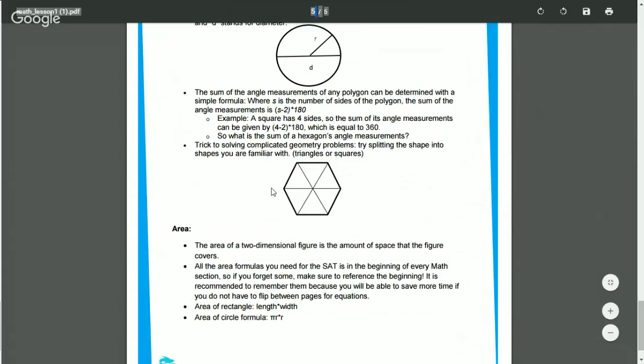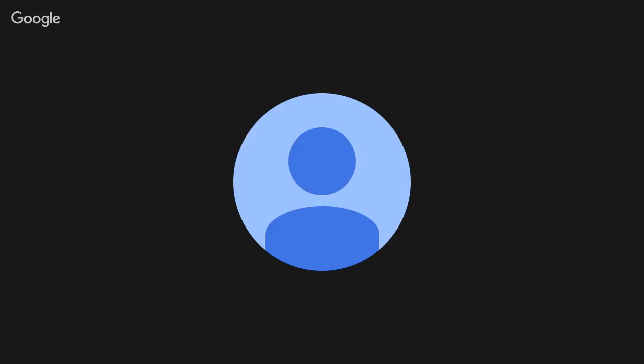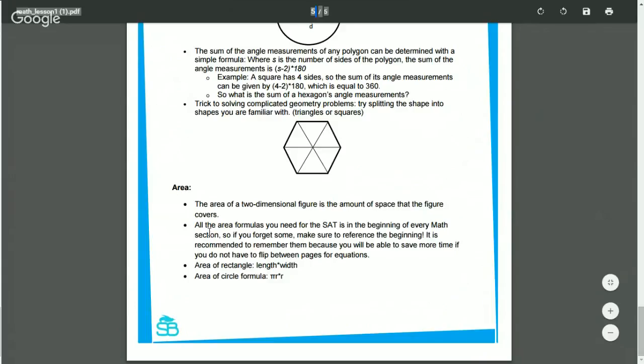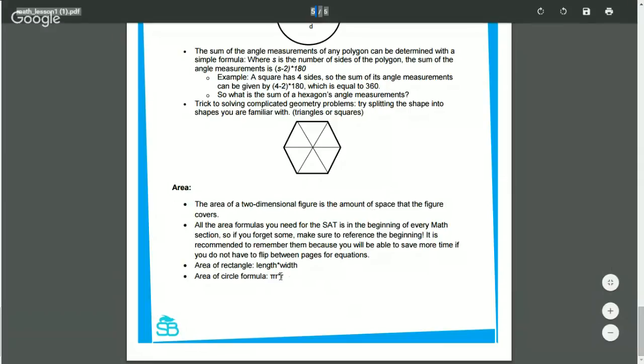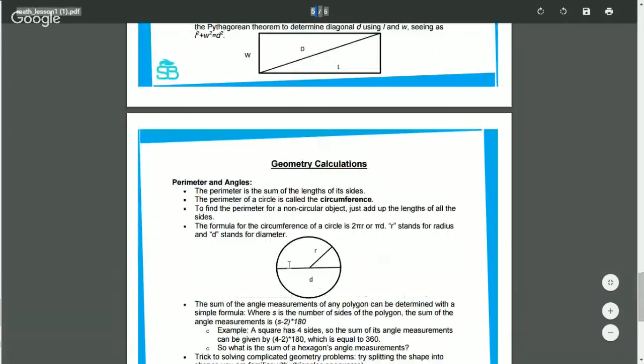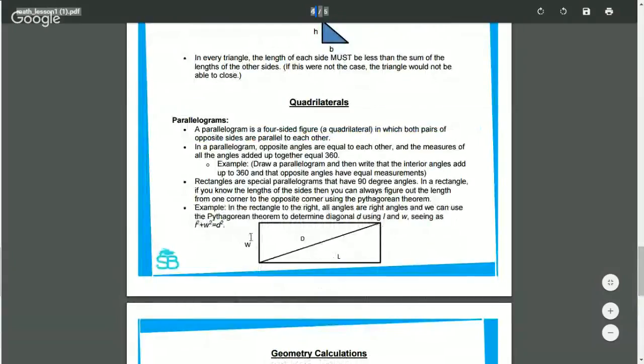And finally, the area is how much space a figure takes up, how much space is contained within the side lengths. All the formulas you need are given at the very beginning of each section for the SAT, but it's highly recommended that you memorize the formulas. The area of a circle is pi r squared, which is pi times the radius times the radius. And the area of a rectangle is the length times the width.